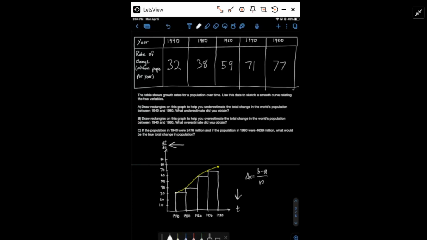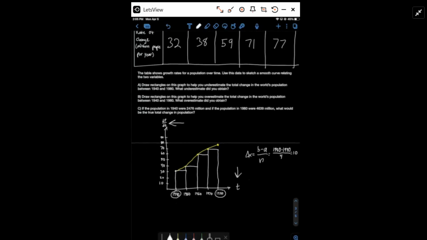The base is going to be delta x, which is this formula right here. The way we find delta x is we take b, which is the upper time of the graph, minus a, which is the lower time of the graph. We're going to subtract those two, and then we're going to divide that by n, which is the number of rectangles. So 1980 minus 1940 divided by 4 is going to be 40 over 4, which is just 10.